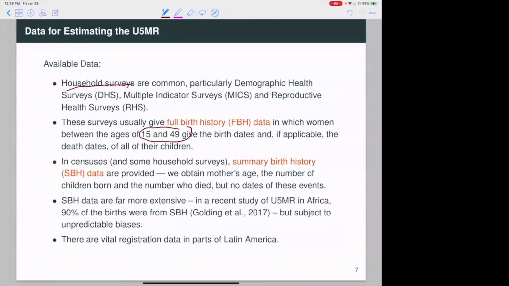There's also information called summary birth history. I've done a lot of work trying to disentangle signal from this, and it's very interesting data, much more extensive than the so-called full birth history, where you get to know everything. For the summary birth history, they ask each mother in the census. Many censuses in low and middle income countries ask mothers how many children they have had and how many of them died. So there's clearly information there, but you don't know any of the exposure times. You don't know when these children were born or died.